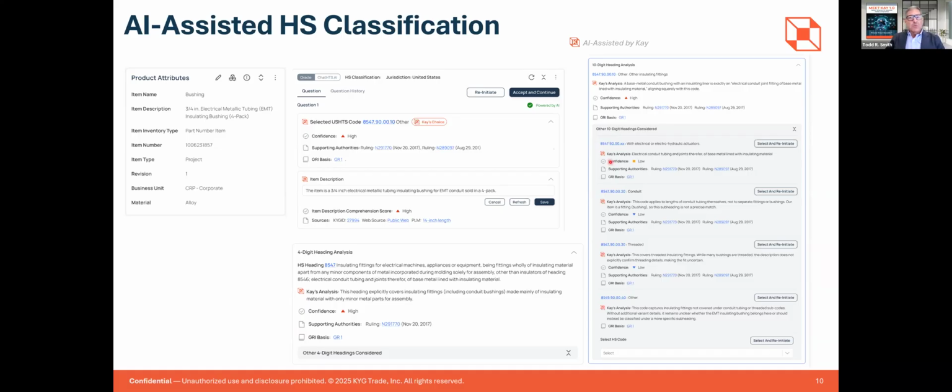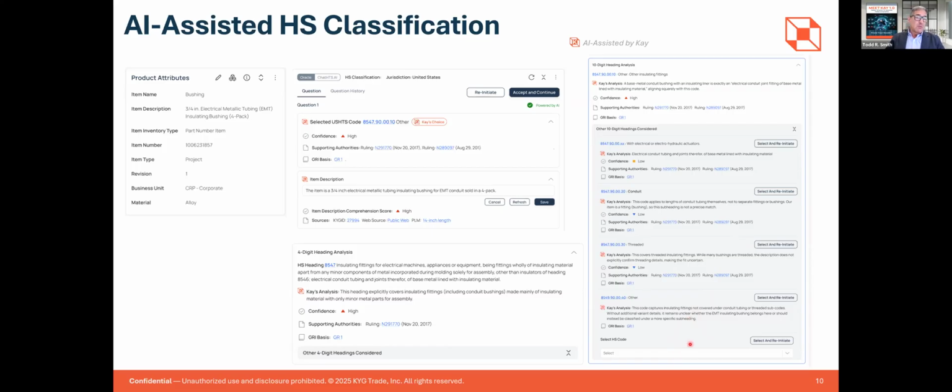You can look at those other choices and why Kay excluded them. If you disagree and think that Kay got it wrong, you're able to go ahead and pick the code that you think is correct. And at the end of the day, if you're in the wrong heading or subheading, you can course correct. All of this becomes part of the audit record.